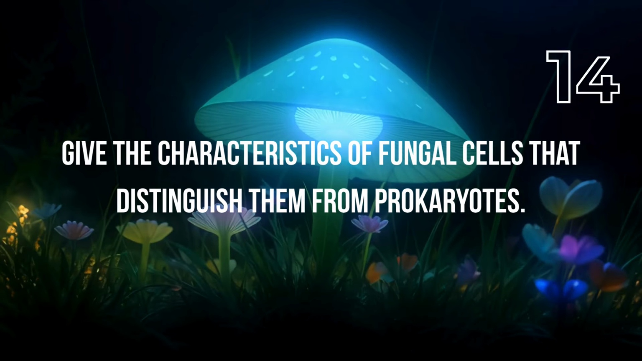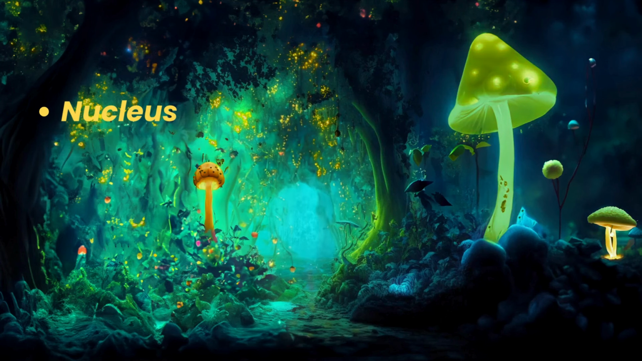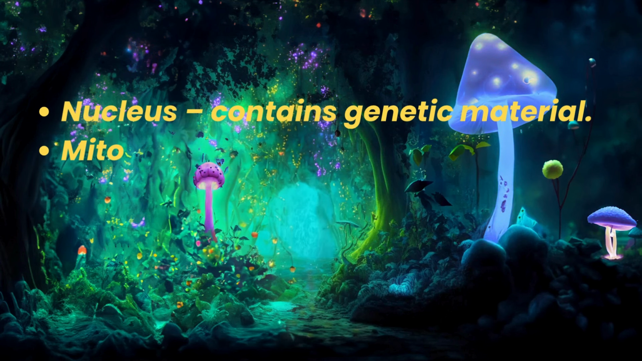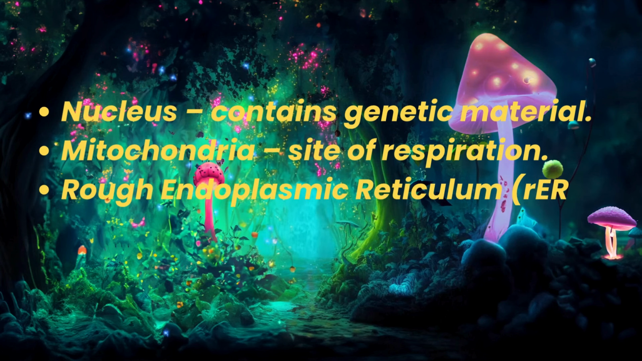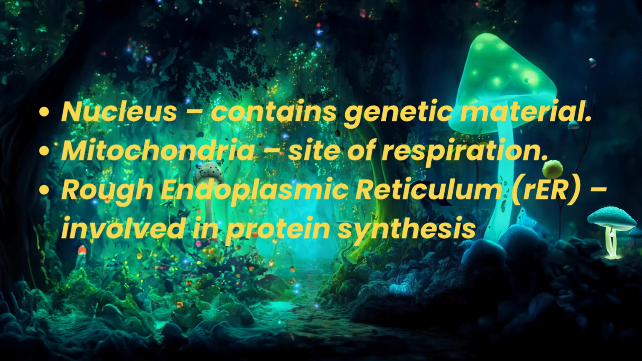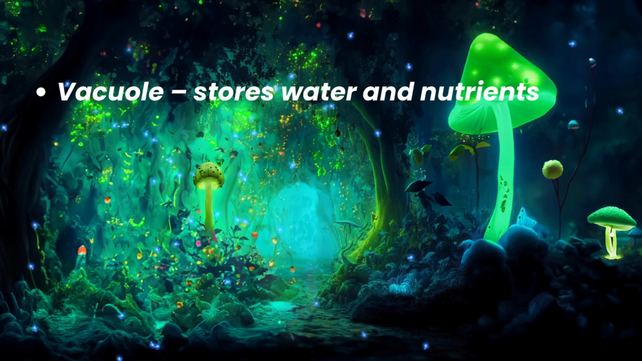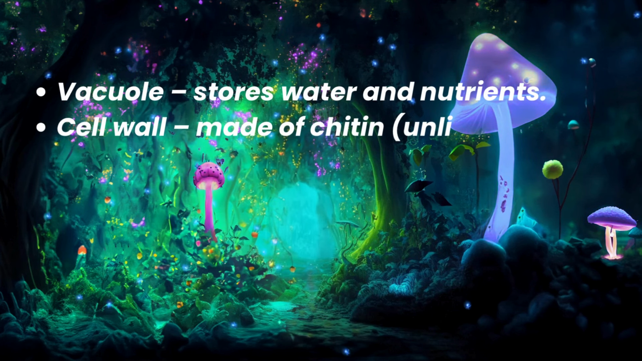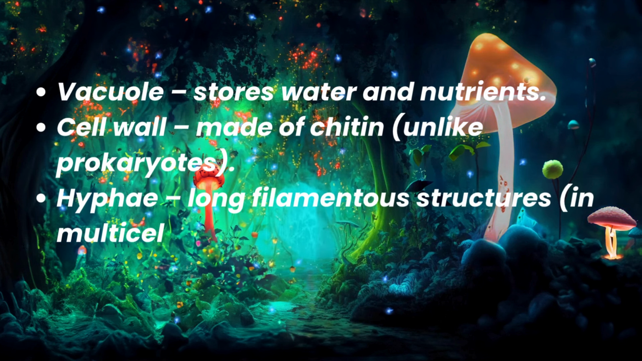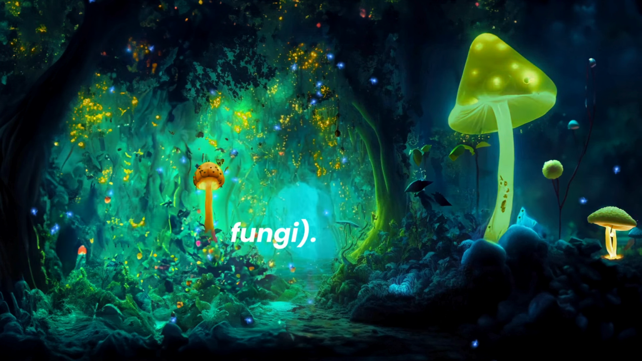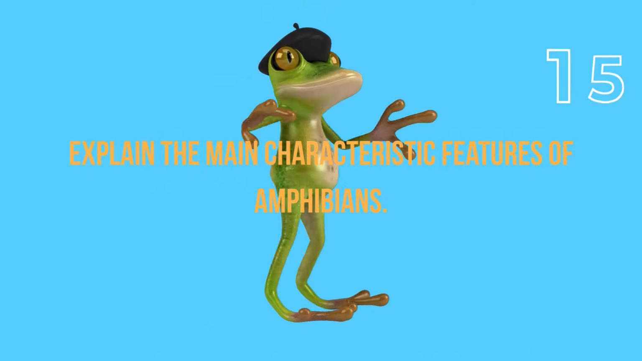Give the characteristics of fungal cells that distinguish them from prokaryotes. Nucleus, contains genetic material. Mitochondria, site of respiration. Rough endoplasmic reticulum, involved in protein synthesis. Vacuole, stores water and nutrients. Cell wall, made of chitin, unlike prokaryotes. Hyphae, long filamentous structures.